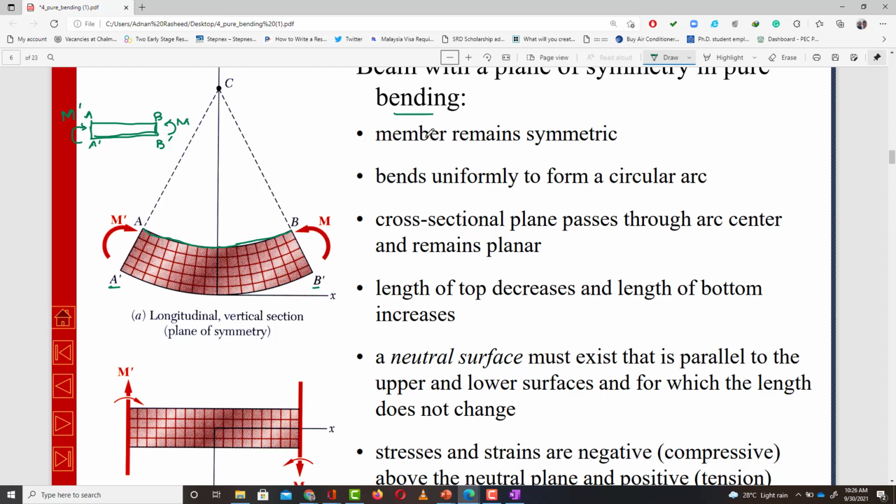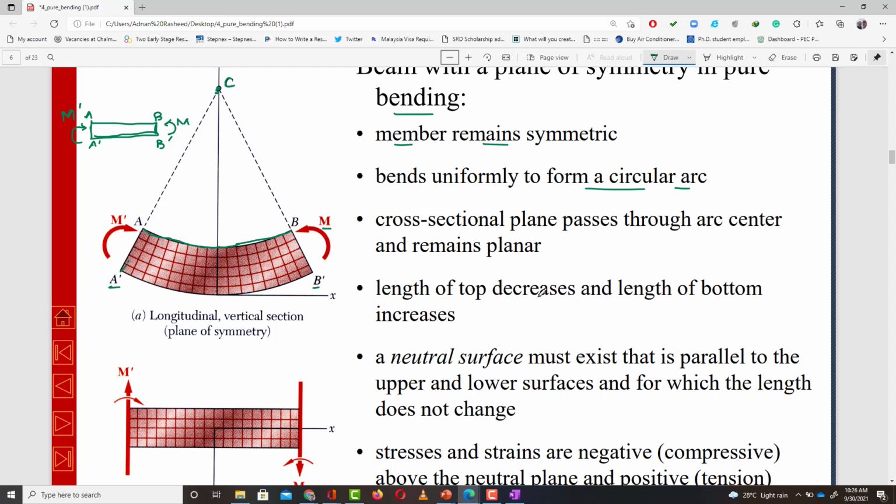Clear? So the member remains symmetric and bends uniformly to form a circular arc. If the beam is applied with this pure couple, it will deform and tend to form a circular arc. So if you extend A dash, and also extend B dash, they will join at a point, and this point is point C. Clear?